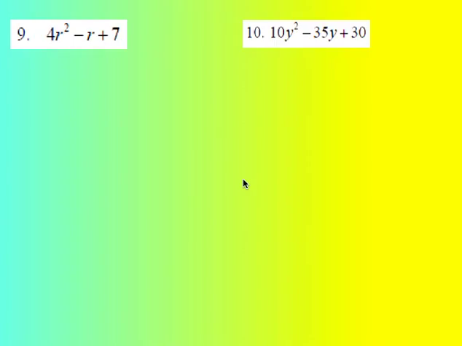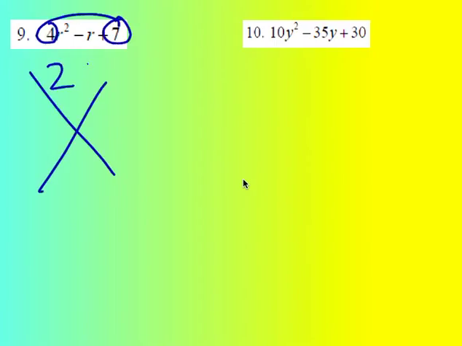So let's take a look at number 9. We're going to set up the x. We're going to do 4 times 7. That's going to be 28. And we're adding to a negative 1. So I need to find something that multiplies to a positive 28 and adds to a negative 1.